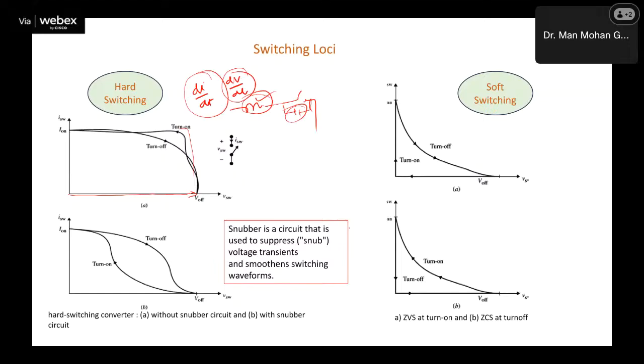But in soft switching, what happens? This trajectory of the switching, when you turn it off, right? Then it does not go directly to zero. It goes smoothly, right? It goes smoothly. So that's the ZVS turn on. What is ZVS, ZCS? We will see.